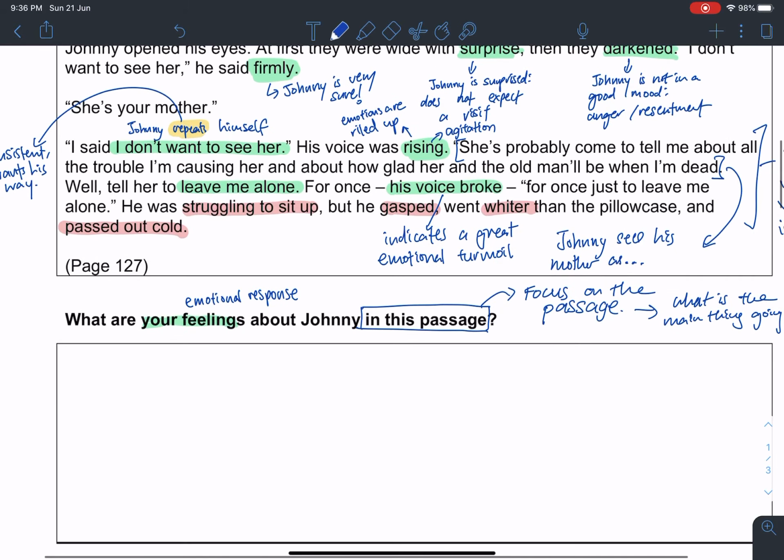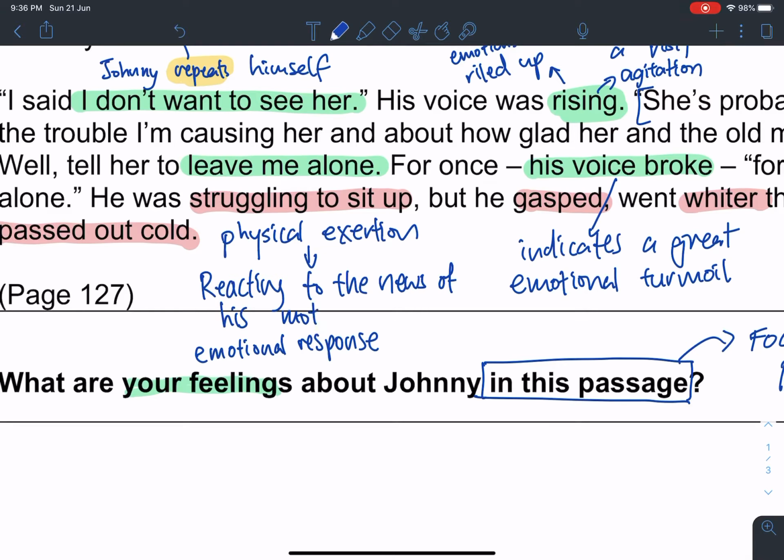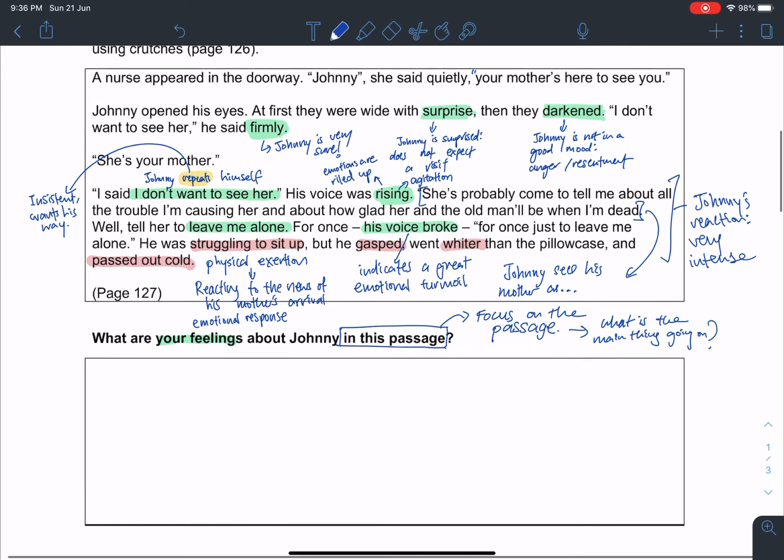So what can we conclude? Johnny's physical exertion. You know, he is already injured. But why is he exerting himself? Because I would guess that he is reacting to the news of his mother coming, right? And he probably doesn't want to see her. He wants to make sure that he is not bedridden, that he can react. Alright? So that is what is going on in this passage.